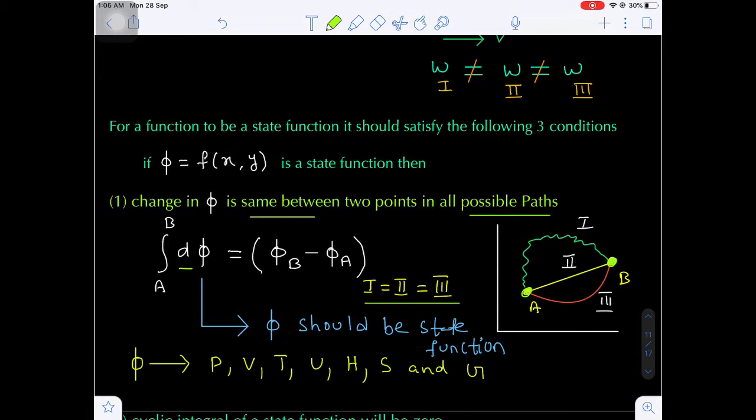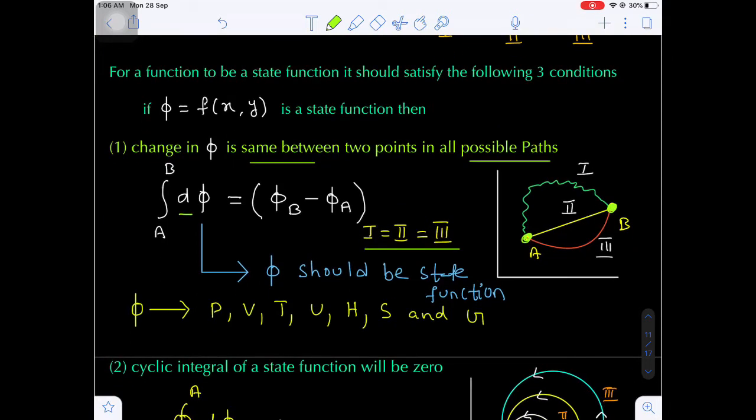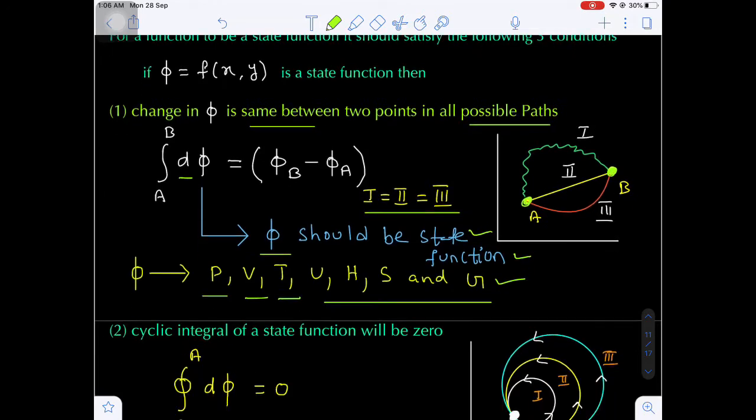State function, path independent function. Here, what is the phi? Phi should be a which function? State function. And what are the variables regarding the phi? We can consider pressure, volume, temperature. These are the three important state variables. Apart from these, there are other four thermodynamic state functions: internal energy U, enthalpy H, entropy S, and Gibbs energy G. These are the state functions or path independent functions.